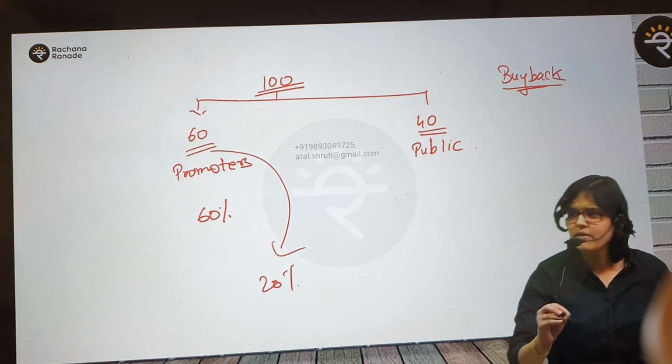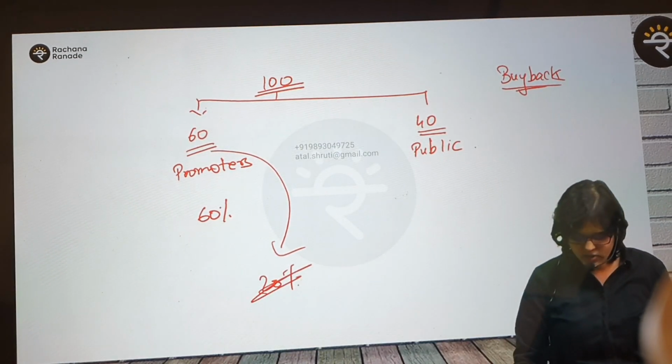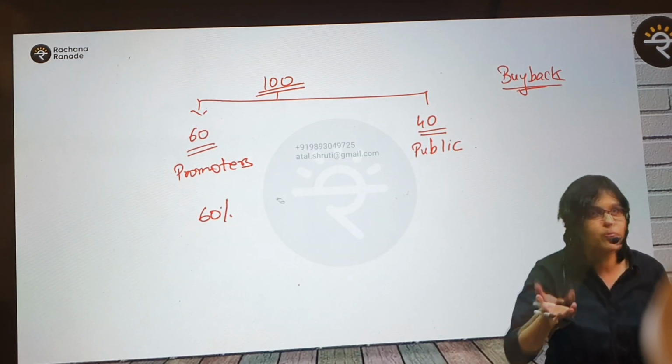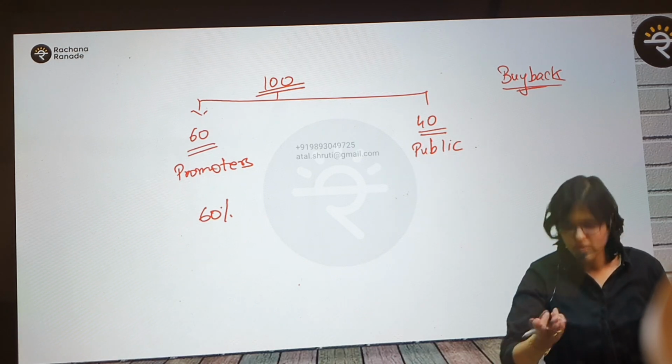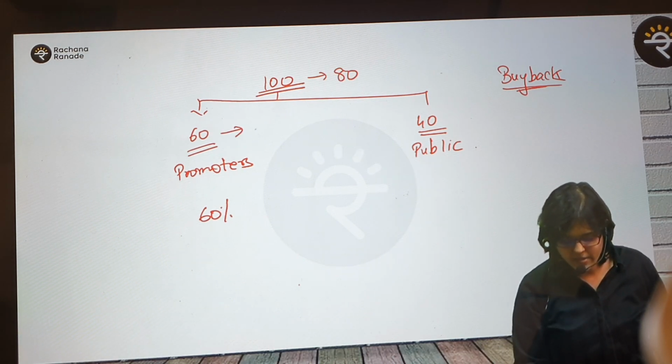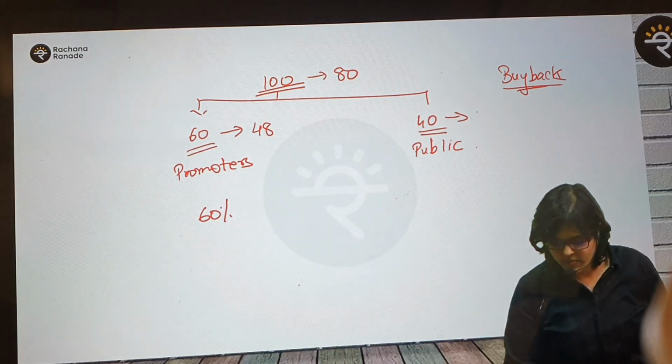It will not go from 60 down to 20%. That will not happen. 60 or 50, 55, 59, whatever. But they will ensure that it is not dropping drastically. Simple reason, almost everyone is going to participate in the buyback. Everyone's share will reduce. So from 100, let us say it goes down to 80. This will also go down by 20%, so 48. This will go down to 32.